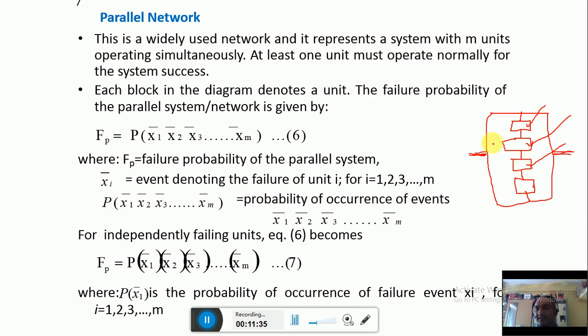See, in this case, when the components are in parallel, we first have to find out the failure. Even if one component is running, the system is going to run. Suppose the first is failed, the second is failed, the third is failed, the fourth is failed, but if the first is working, the system is working. If the first is failed but the second is working, and the third and fourth are failed, the system is still going to work, because all of them are working in parallel.